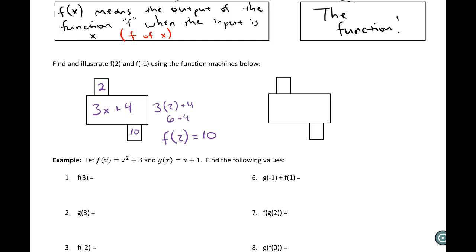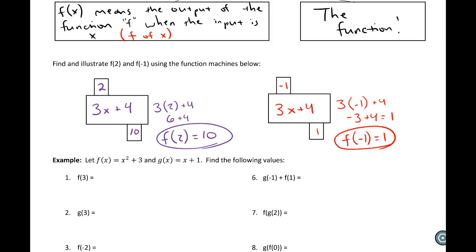Okay, well, what about for -1? If I input -1, what's my output? We've got 3 times -1 plus 4. Keep writing that parentheses. -3 plus 4 equals 1. So I can say that f of -1 equals 1.